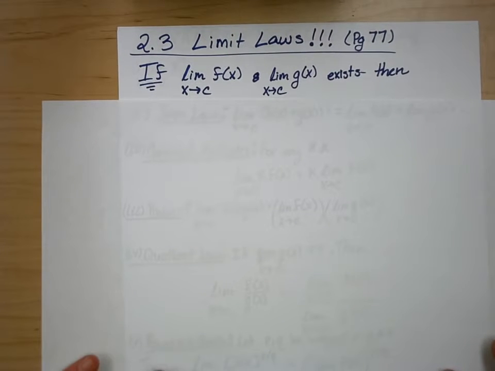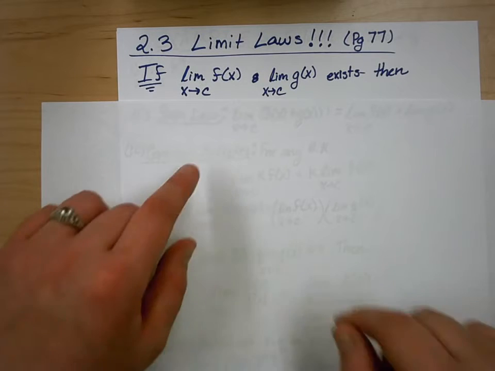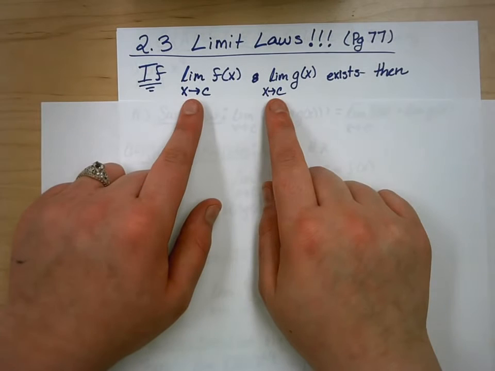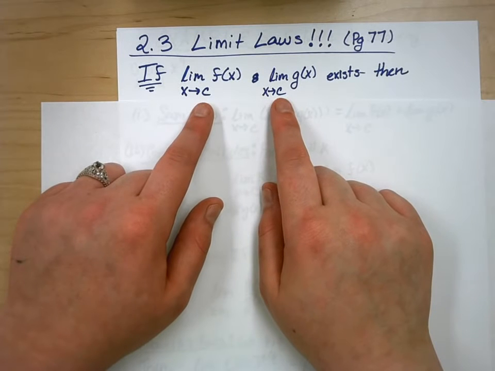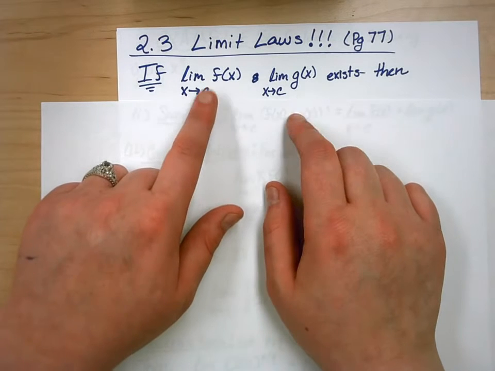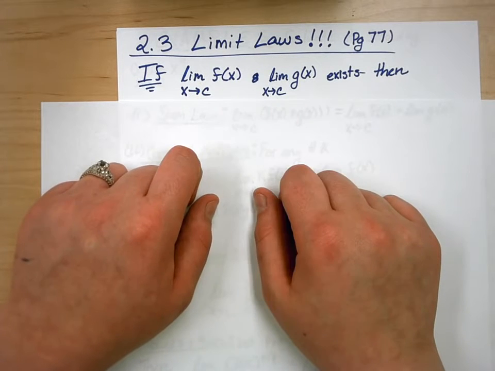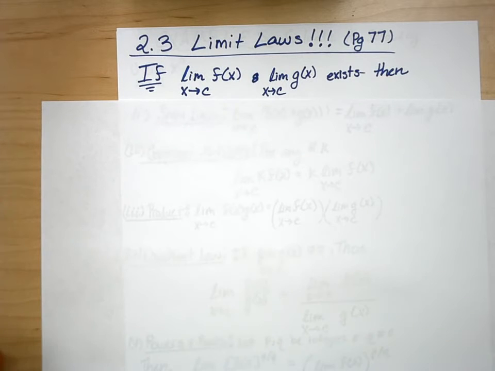First, we're given the statement: if the limit of f of x as x approaches c and the limit of g of x as x approaches c exist. So let's talk about this for a minute. They both have to be approaching the same c, and both limits have to exist. So for example, if f of x was approaching infinity, then this wouldn't be true. And we're going to see in the sections ahead why that is.